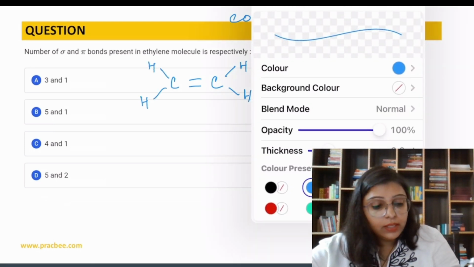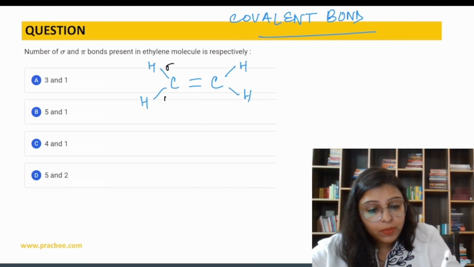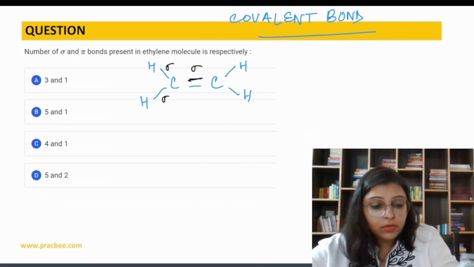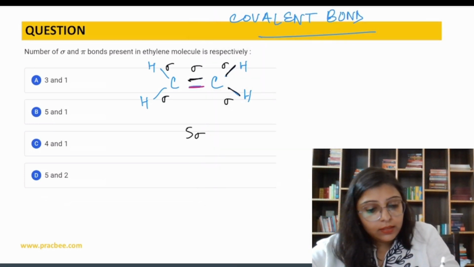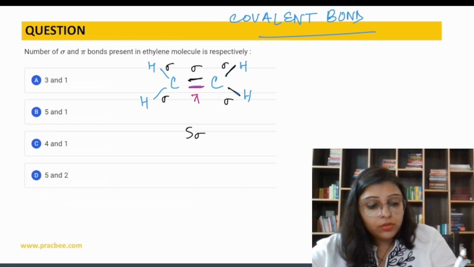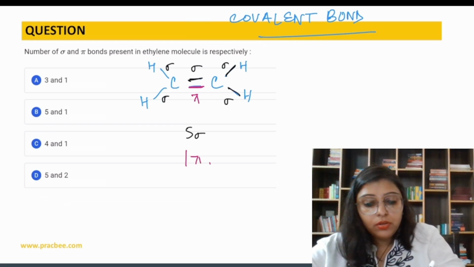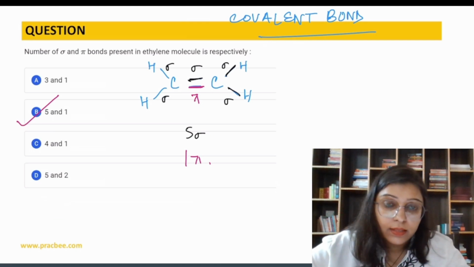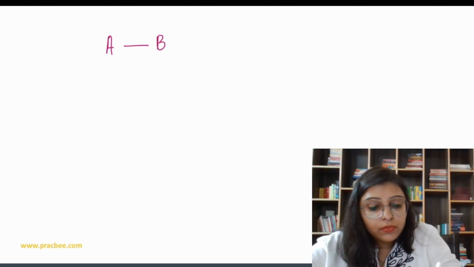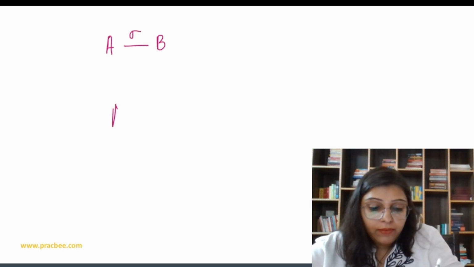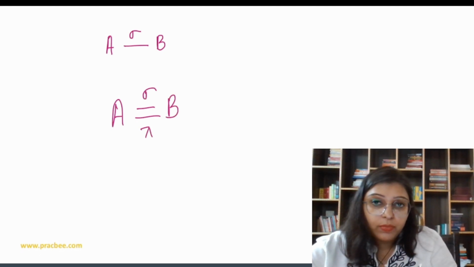Now let's calculate the sigma bonds. We have 1 sigma bond, 2 sigma bonds, 3 sigma bonds, here 4 and 5. So in total 5 sigma bonds, and this is 1 pi bond. So 5 sigma and 1 pi bond. Option B is the correct answer. If we have one bond between two atoms, that is going to be sigma. If we have two bonds between two atoms, one is going to be sigma and the other is going to be pi.